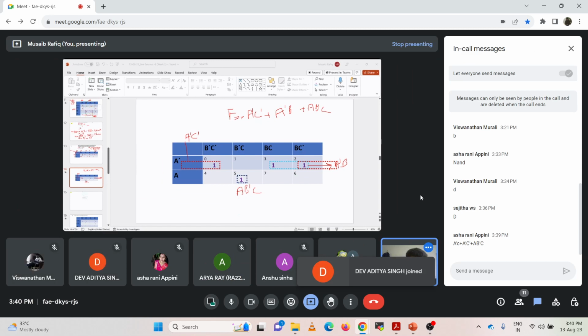So I see a student had written A dash C. I think you have done it incorrectly. A dash C in place of A dash B. I think it's A dash B. I hope you got it.